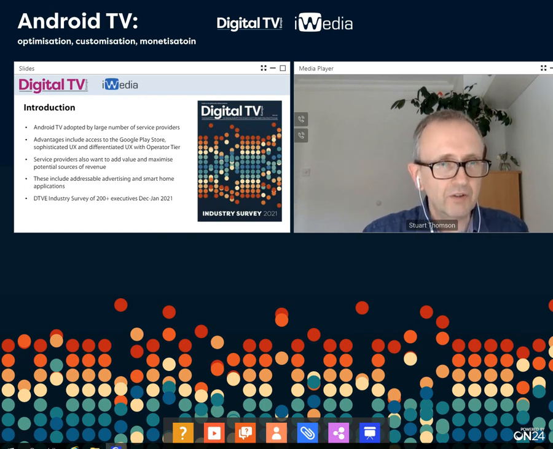The basic outline of this is that Android TV has been adopted by a large number of service providers, particularly since the introduction of Android TV operator tier, which enables them to deploy a very sophisticated service that combines access to the Google Play Store with a differentiated user experience. However, Android TV on its own can only take operators so far, and in order to make the most of the opportunities available to them to add value and maximize the potential sources of revenue, they have to really look beyond the immediate capabilities of the platform.